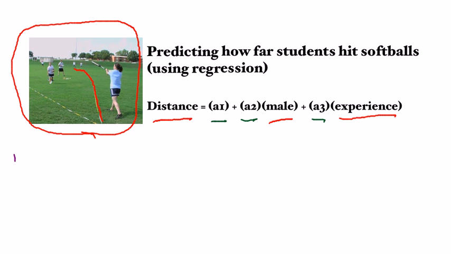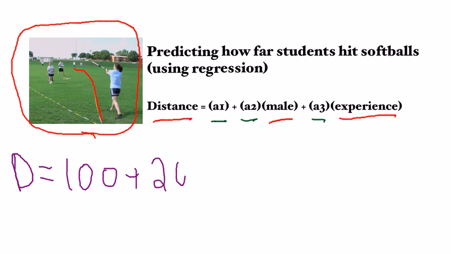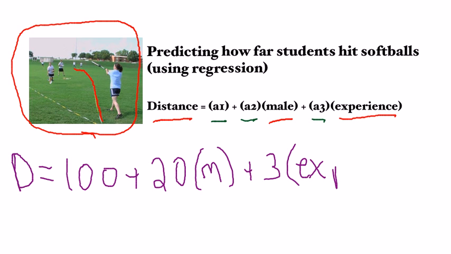Let's just say D is the distance a person hits the softball. The equation might look like this. A1, the intercept, might equal 100. The value for A2 might be 20, and let's say M equals male. And the value for A3 might be, say, 3. We'll just say EXP for experience.